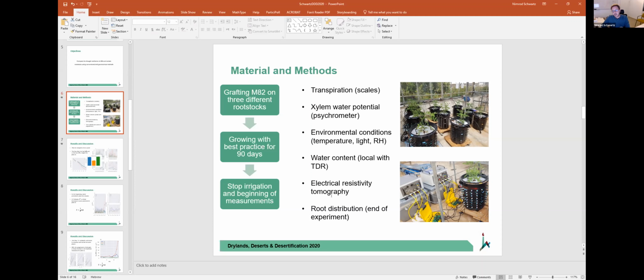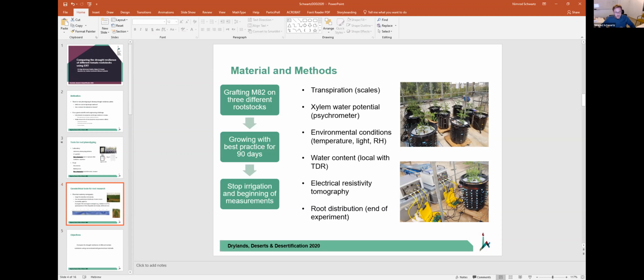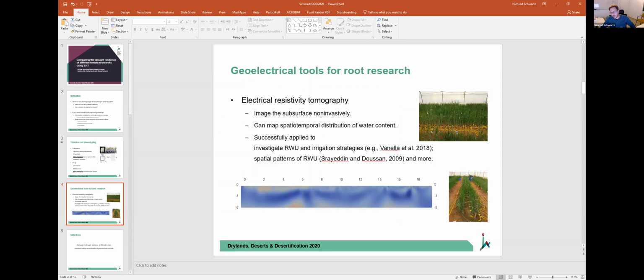No, it's minimally invasive, and of course, as you can see here, this is how it's typically applied in the field. So you really put your electrodes on the surface. This is why it's a non-invasive method. You don't really invade into the subsurface.